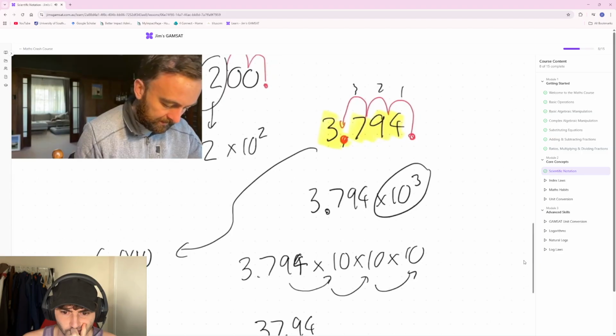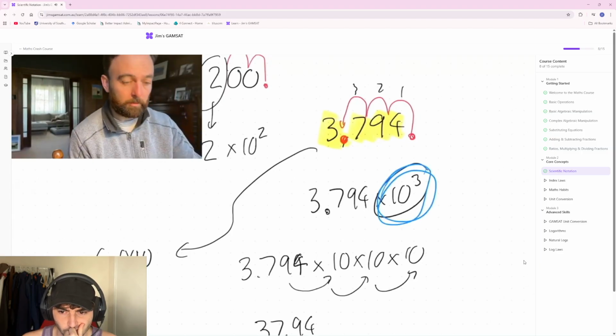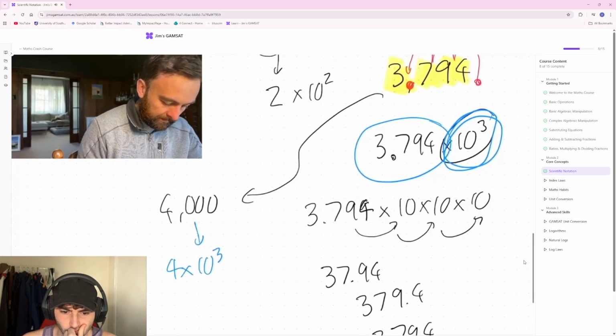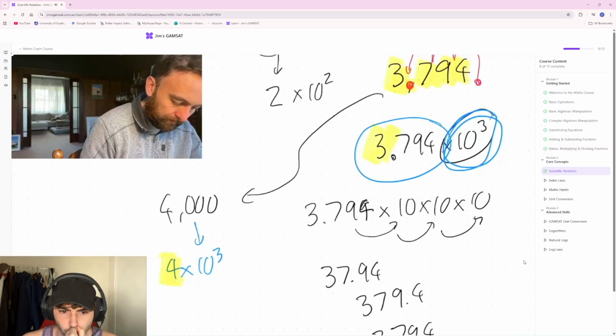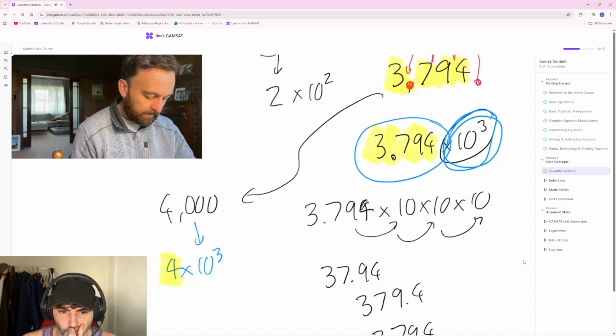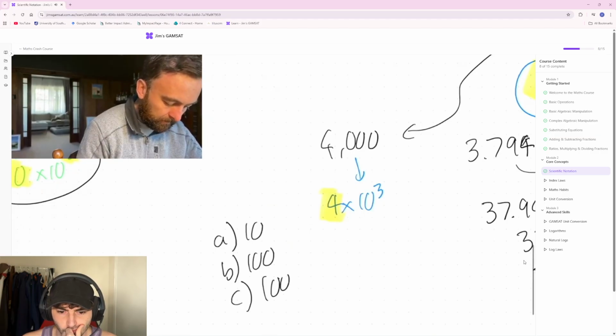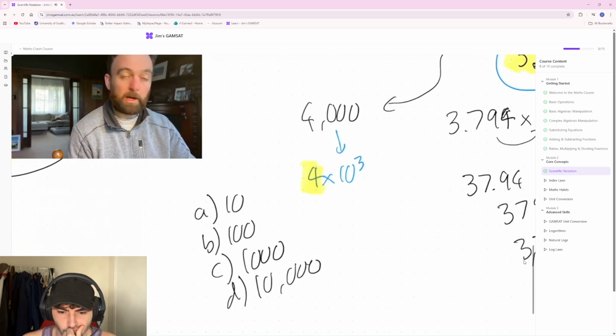And what I mean by getting the tens right is this number here. So this 10 to the 3 is the most important thing. If this is 3.794 versus this one, which will just become 4 times 10 to the 3, this difference here in the 4 compared to 3.794, that's not going to make a difference. The reason is because a lot of the answer options are things like 10, 100, 1,000, 10,000. Look through some of the practice material and you'll see this.